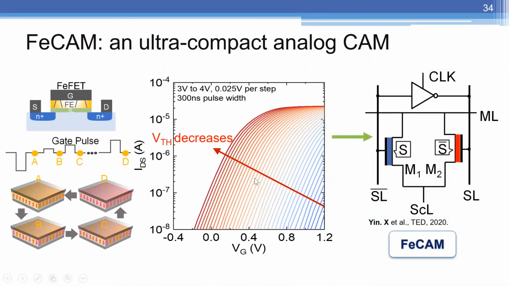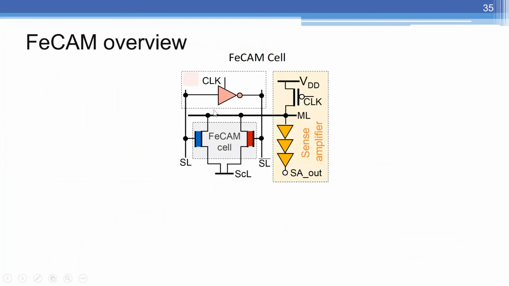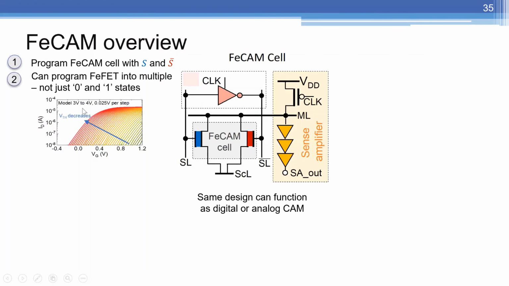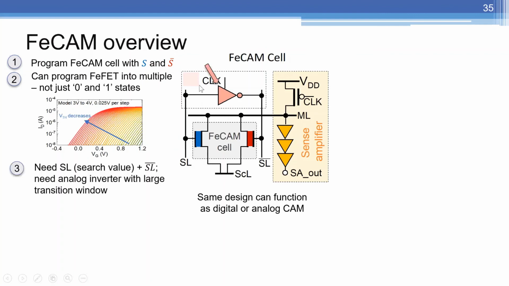And by leveraging these various threshold voltages of the devices, we propose the FerroCAM with two FeFETs and one inverter, performing the analog search functionality within this CAM cell. Such a design can function as both digital and analog CAM. And here I showcase one case to elaborate how our proposed FerroCAM can function. First, we program the FerroCAM cell with the S and S bar states with different threshold voltages. Since we can program the states between 0 and 1, we are not limited to programming only the 0 and 1 case.